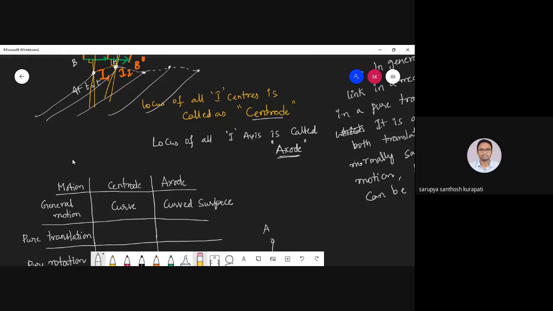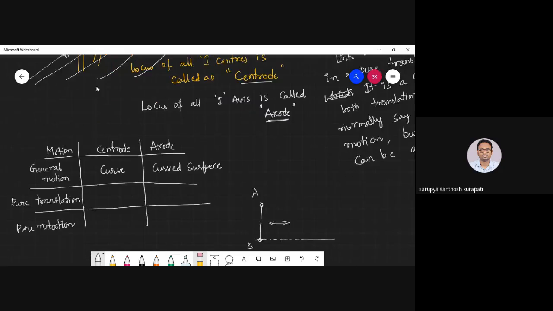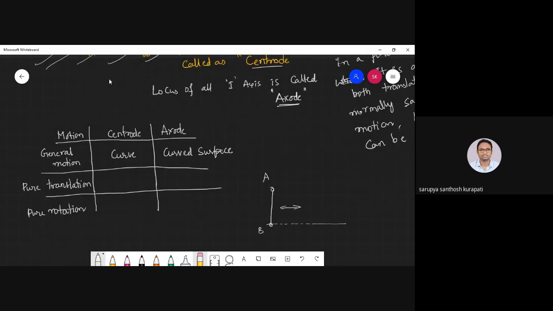మా లైన్స్ అన్ని పక్క పక్కన పెట్టుకొని వెళ్ళండి, how you are going to look? It is like a surface, right? Yes, sir. Curved surface. What about pure translation? When a link is in pure translation, centroid ఎలా ఉంటుంది? Point ఆ line ఆ? It is a line. So line.